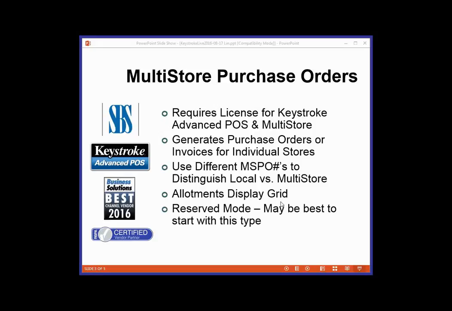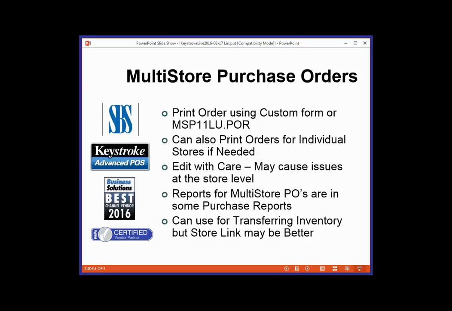You get an allotments display grid that will allow you to change how many you want for each location. And if you're going to do a big multi-store order, you might want to save it in between, since you might get interrupted. Start in reserve mode, because reserve mode is just something in progress. It doesn't go out and create your purchase orders at your other locations. All it does is let you go back to it without running the chance of losing any of those transactions. We do have one form for printing multi-store purchase orders, but you can customize it as you need.